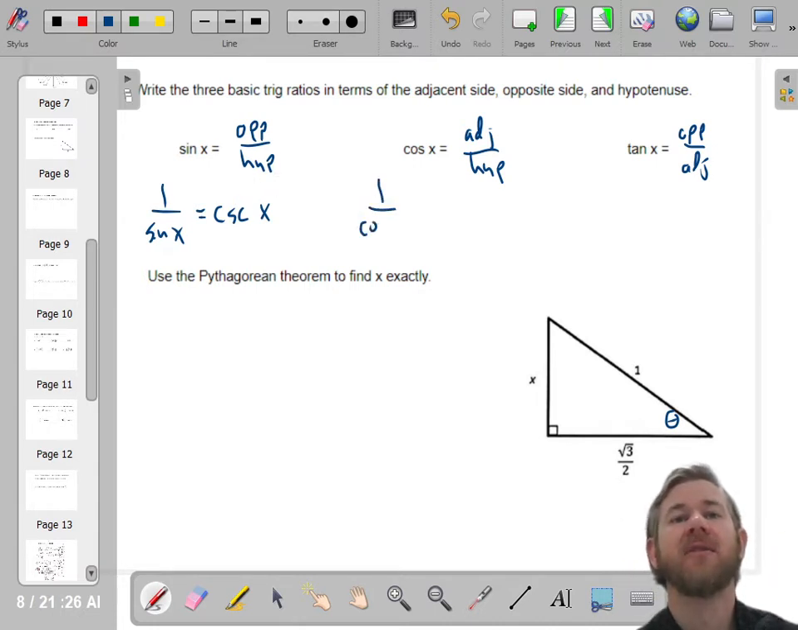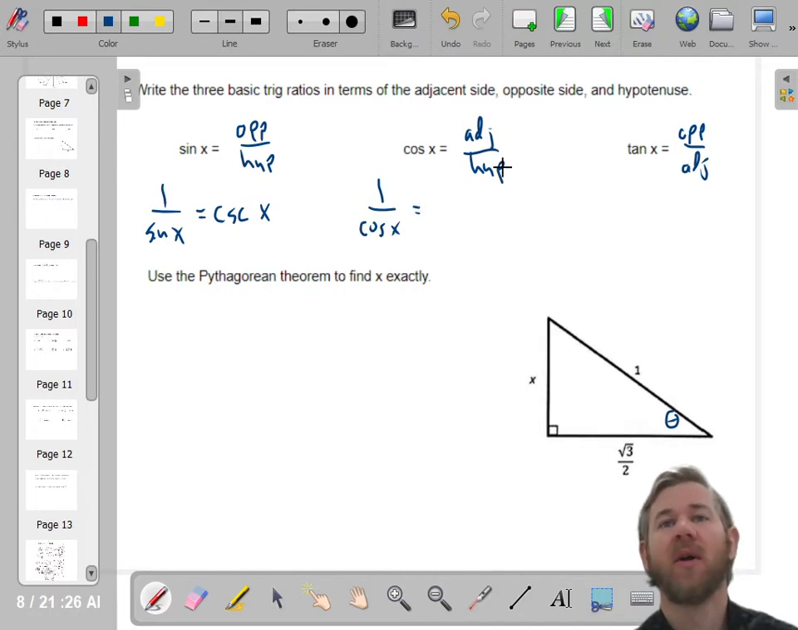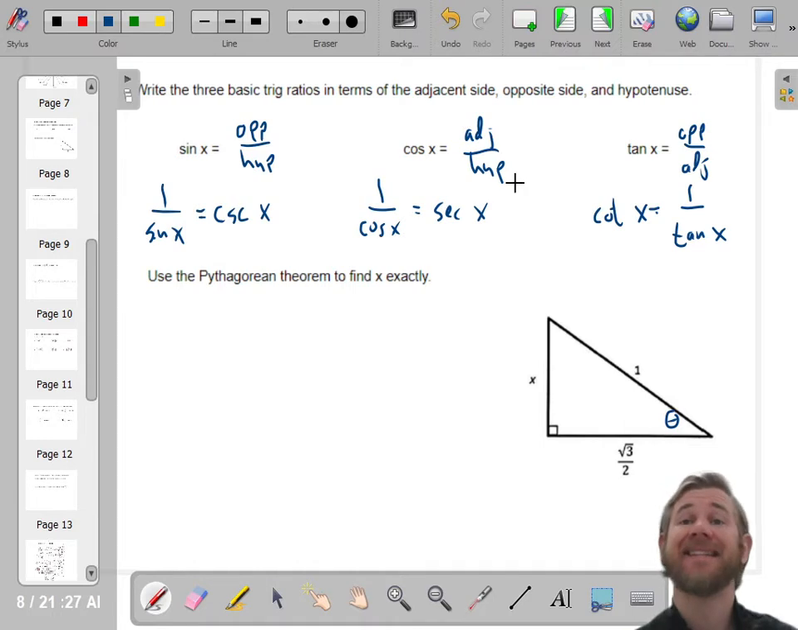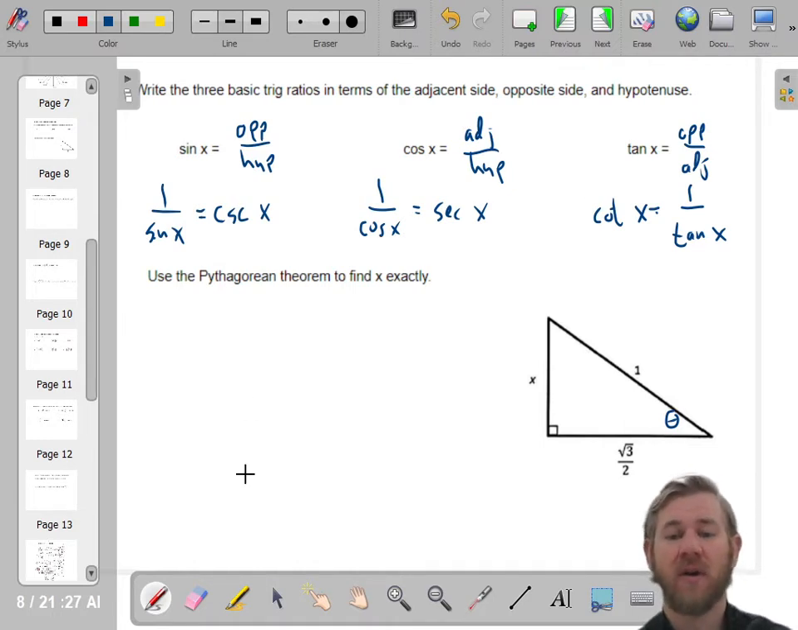1 divided by the cosine, the reciprocal of cosine, or hypotenuse over adjacent, is called the secant of x. It's the reciprocal of cosine. And the last one, cotangent, is the reciprocal of tangent. So you could write that as 1 divided by tangent, or adjacent over opposite. So that's the 6 basic trig functions we will use, all of those quite regularly. Well, the 3 basic and the reciprocals.